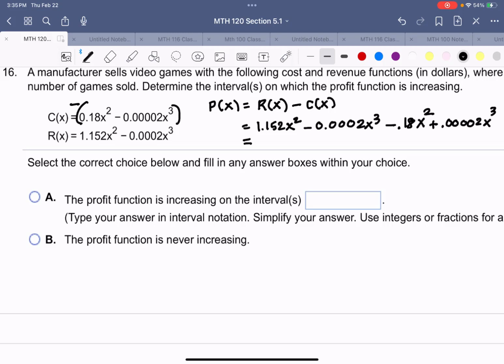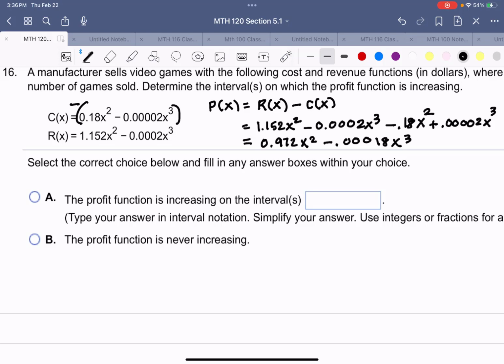So combining like terms, 1.152 subtract 0.18 is 0.972x squared. And my cubes, negative 0.0002 plus 0.0002 is minus 0.00018x cubed.